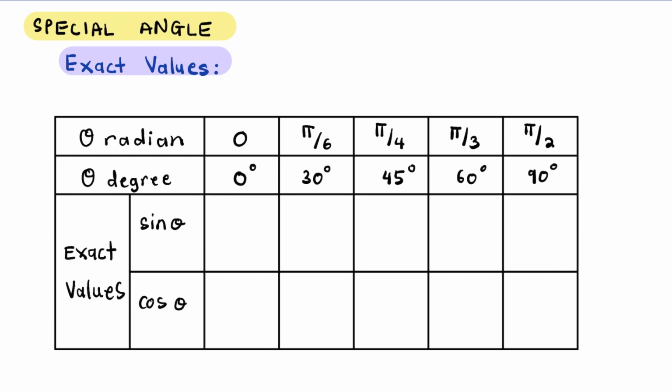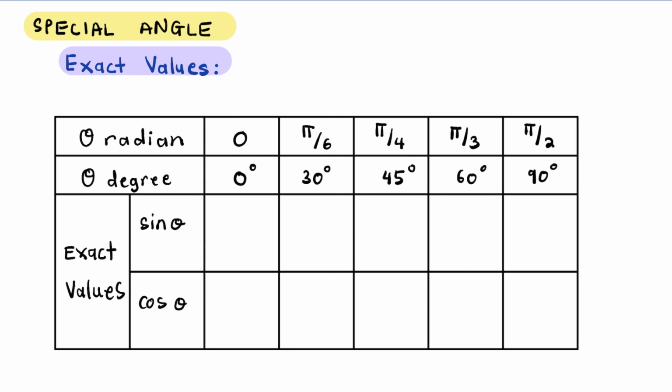Now let's look at the special angle for the exact values. You have to know a few basic exact values for corresponding angles. The very basic angles are 0 degrees, 30 degrees, 45 degrees, 60 degrees, and 90 degrees. If your angle is in radian form, it will be 0 radian, pi over 6, pi over 4, pi over 3, and pi over 2.